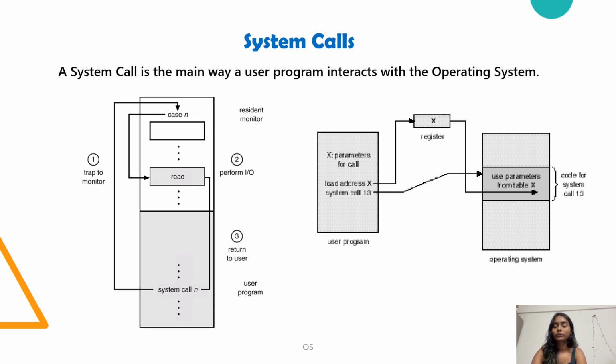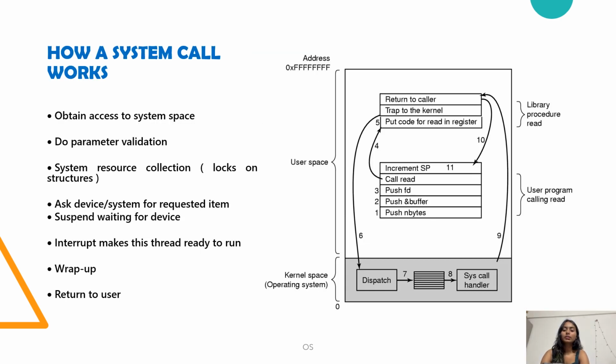So how a system call works: first, obtain access to system space, do parameter validation, system resource collection, log on structure. Then ask the device system for the requested item, suspend waiting for the device, then an interrupt makes this thread ready to run, wrap up, return to user. And here is a detailed diagram explaining how a system call works, where we can see step by step how the system is working.